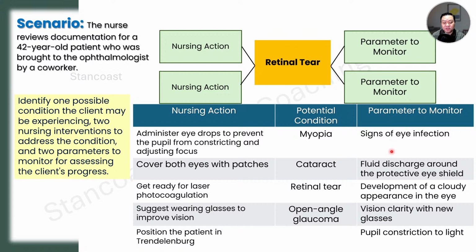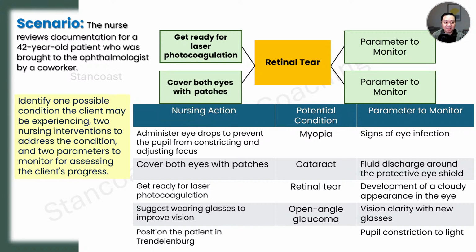Now, what are the two nursing actions that you should include in this question? These are to get ready for laser photocoagulation and cover both eyes with patches. Why are you going to prepare this patient for laser photocoagulation? This is the known treatment to repair the retinal tear or detachment, and this is to prevent further damage or loss of vision.